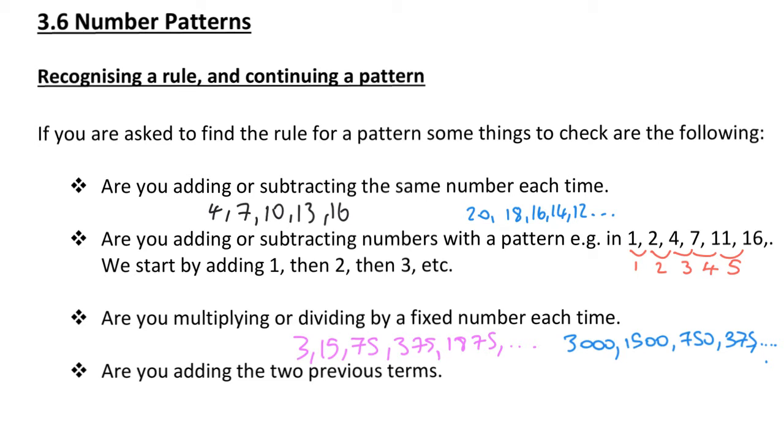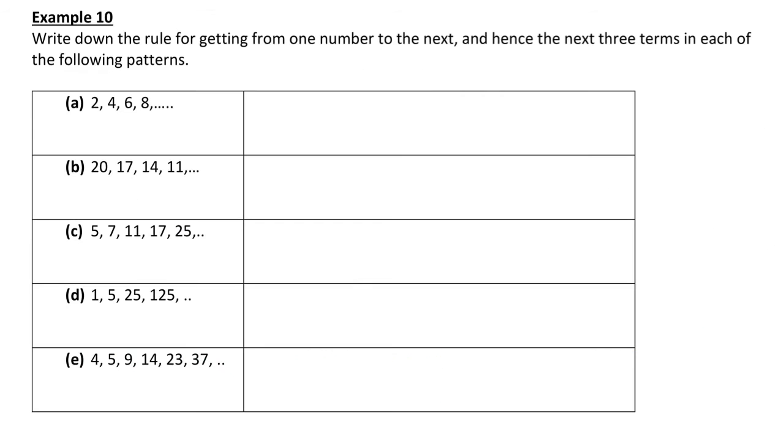So one example of this is called the Fibonacci sequence, and it starts with 1, 1, 2, 3, 5, 8, 13, 21, and so on. So to get the 2, we've added 1 and 1. To get the 3, we've added 2 and 1. To get 5, we've added 3 and 2, and so on.